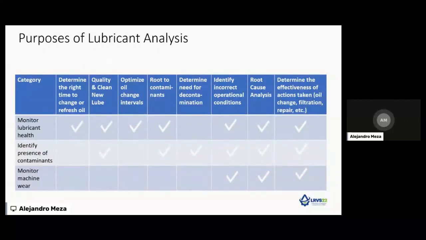The next one refers to identifying incorrect operational conditions. If along the time we monitor the lubricant and suddenly we see some parameters changing, such as excessive oxidation, excessive soot, excessive wear debris, we identify that something abnormal is happening in the machine operation, and it's important to take actions. So this is a good feedback for the maintenance team or the operations team to check if the machine is running under normal conditions.